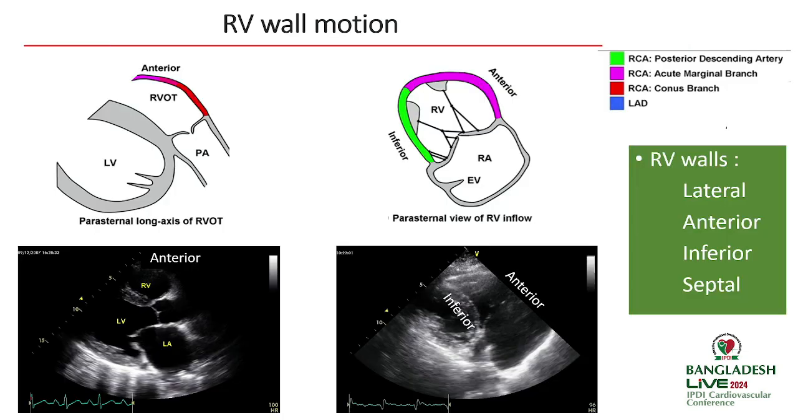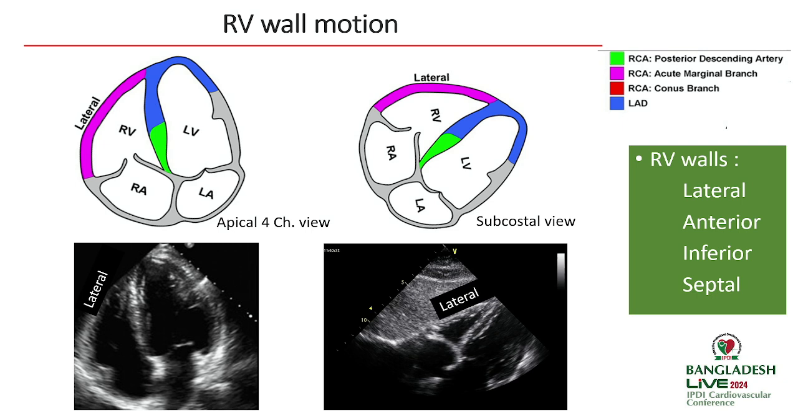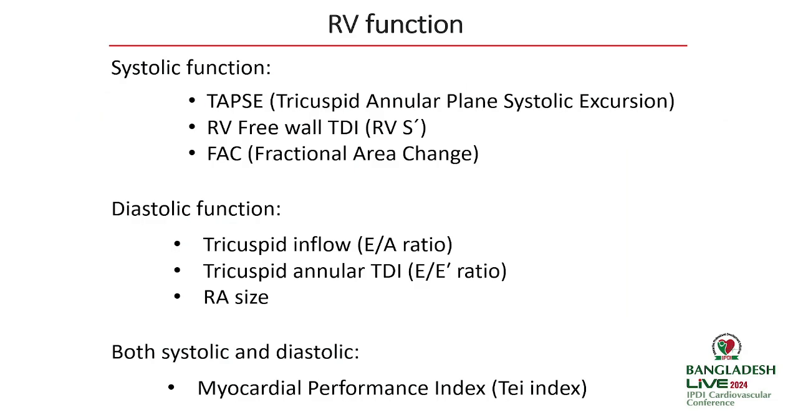And RV wall motion we can assess in the different views. It is the RV inflow view. We can assess the RV inferior and anterior wall, and the inferior wall is supplied mainly by the posterior descending artery of the right coronary artery, and the anterior wall by the acute marginal branch of the right coronary artery. And apical four chamber view and subcostal view show mainly the RV lateral wall.